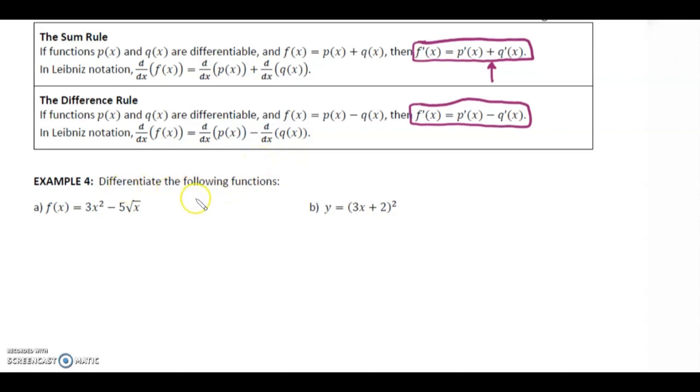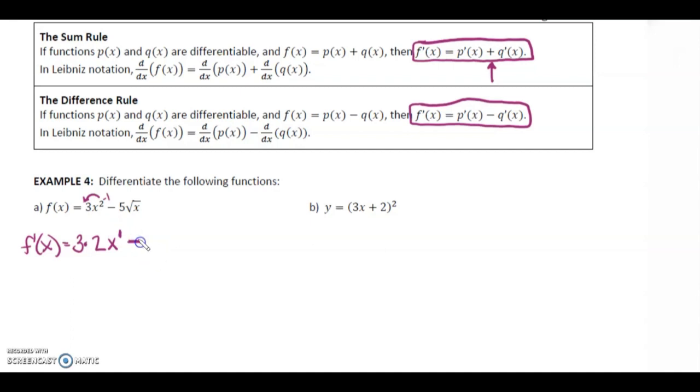Okay, so differentiate the following functions. f of x equals 3x squared minus 5 root x. So what we're going to do for this one is f prime of x, we're going to find the derivative of 3x squared. Okay, so this 2 goes to the front, and it is 3 times 2x. And then we're going to subtract 1 out of the exponent. 2 minus 1 gives us 1.